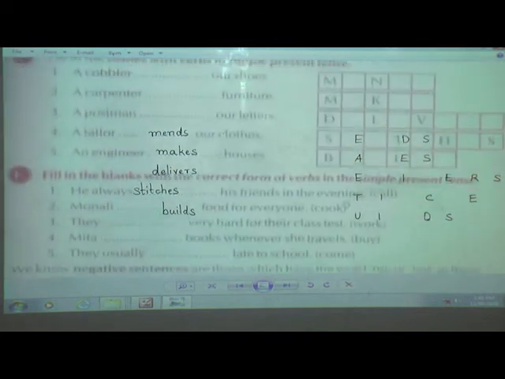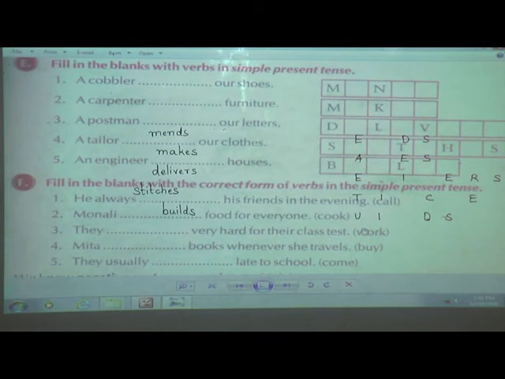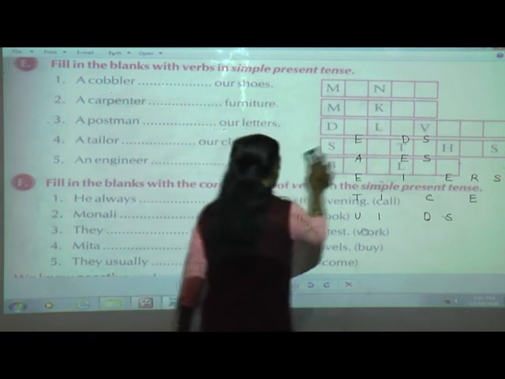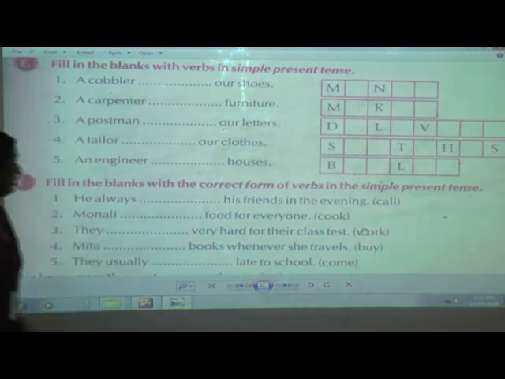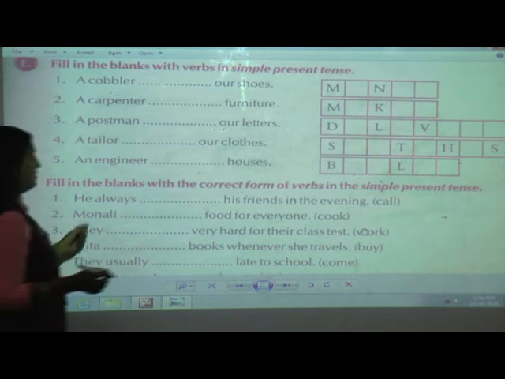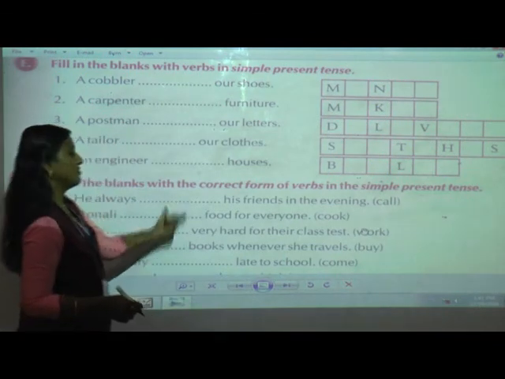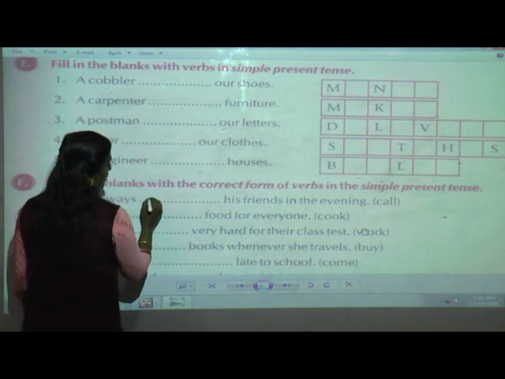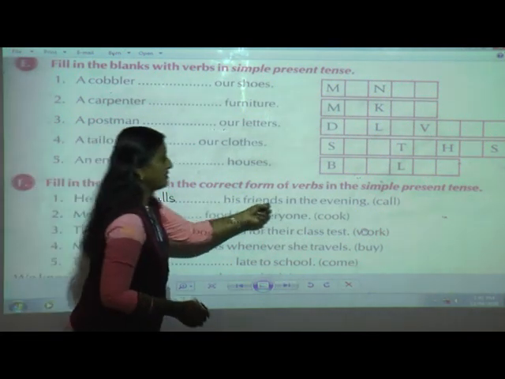Exercise F. Okay, fill in the blanks with the correct forms of verbs in the simple present tense. They have told us that the verbs are given, so you have to fill in the correct form of the verbs in these blanks. He always, he is singular. So what is the verb over here? Call. So what am I going to do, students? Yes, I am going to add s. He always calls his friends in the evening.